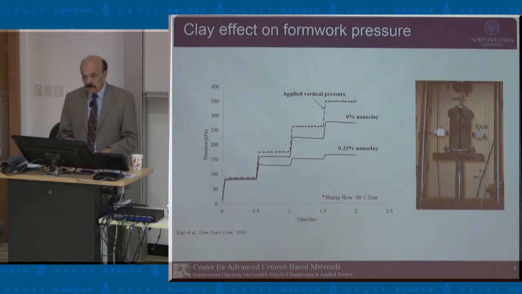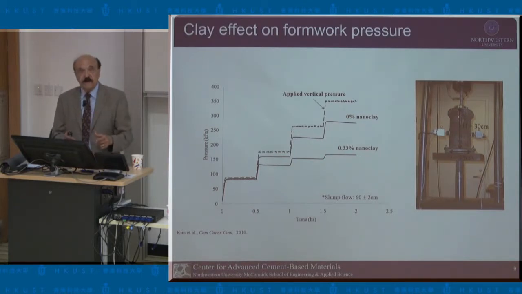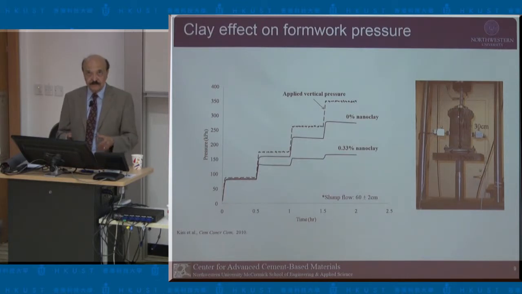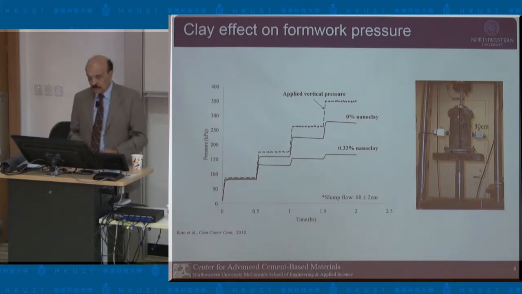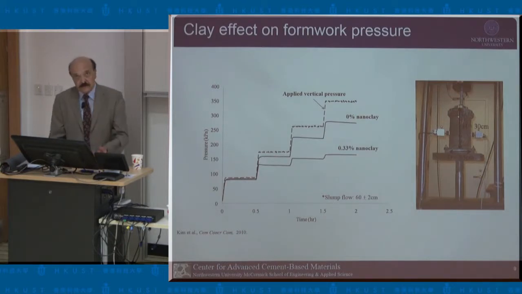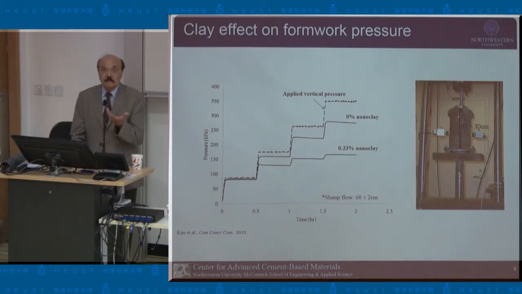thixotropy can be manipulated by nanoclay is formwork pressure. So if you look at the picture at your right, we have a pressure vessel which we fill up with concrete, apply the vertical pressure, and depending upon the amount of vertical pressure, also measure lateral pressure. Horizontal pressure is formwork pressure, often also called shuttering. What is plotted on your left is the pressure versus time after casting. And we are talking about a couple of hours.